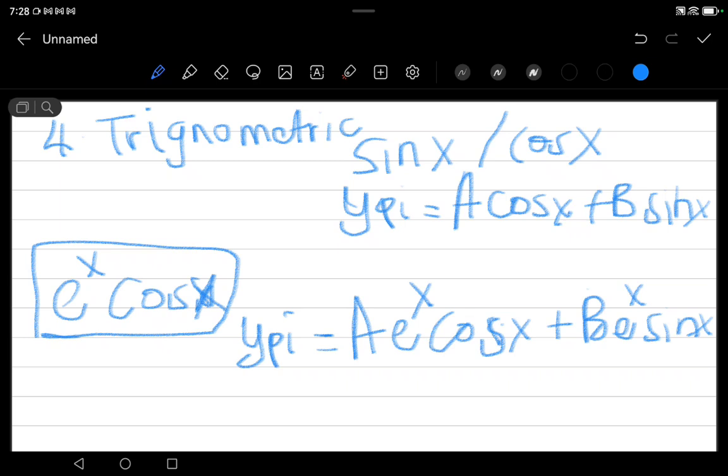So sometimes they can just play around and multiply trigonometric and exponential, or multiply linear and trigonometric. So you just have to know: if I have a linear, it's going to be ax plus b, and if I have a trigonometric, it's going to be a cos x plus b sine x. You just have to recognize, okay, this is a linear, this is an exponential.